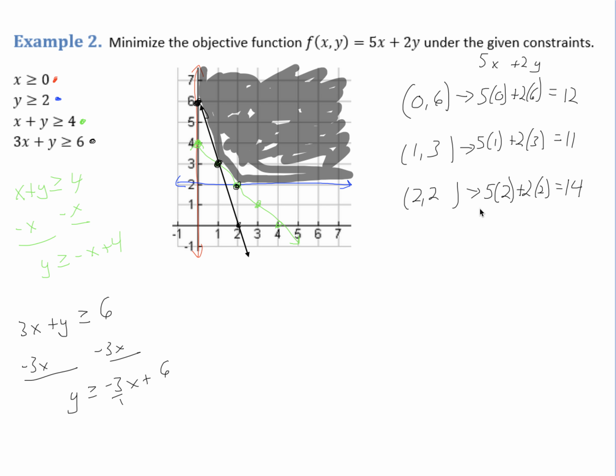These are both higher. Now, you might say this is a maximum, but let's just pick a number out here, like (7, 3). If you put (7, 3) in here, obviously this is going to be larger, so 5 times 7 plus 2 times 3. That would give us 35 plus 6 is 41, obviously larger than 14. So these numbers up here keep getting larger and larger. So there's a minimum of 11 at the point (1, 3), but there's no maximum.